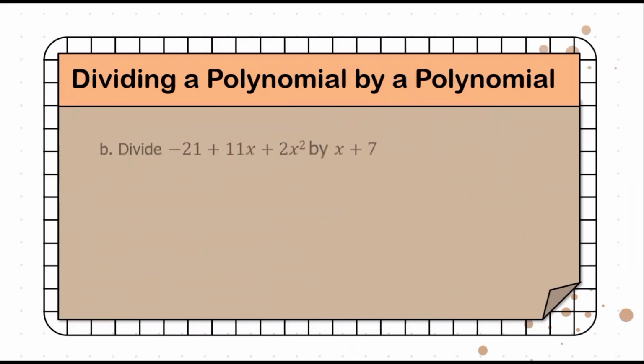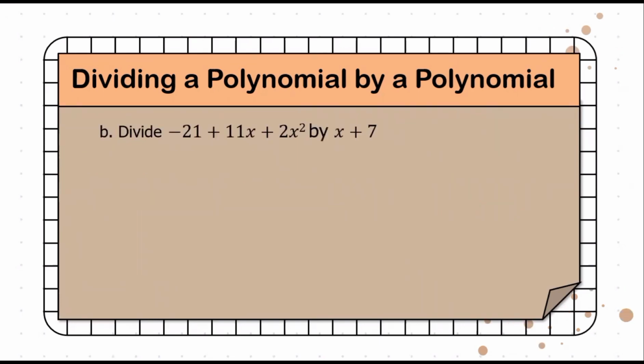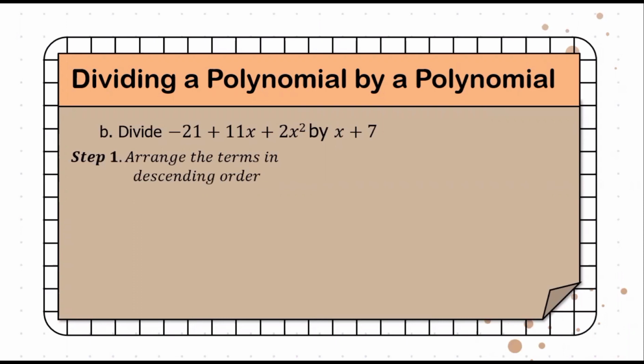Okay, how about if we have negative 21 plus 11x plus 2x squared by x plus 7? So we divide negative 21 plus 11x plus 2x squared by x plus 7. The first thing that you need to do is you have to arrange the terms in descending order, or make sure that the polynomial given is already in its standard form. So we have now the standard form of the given dividend is 2x squared plus 11x minus 21.